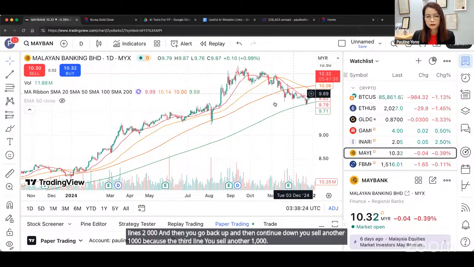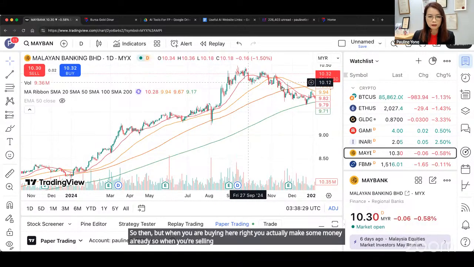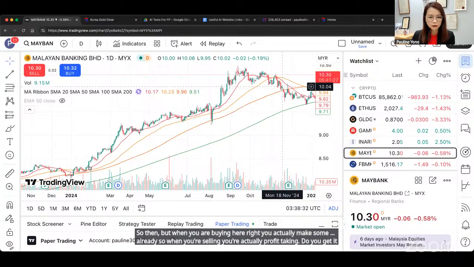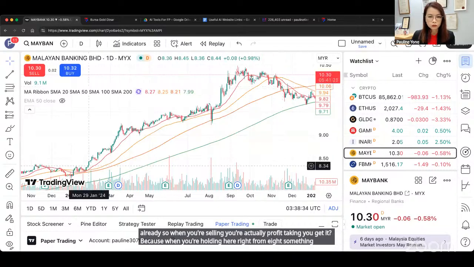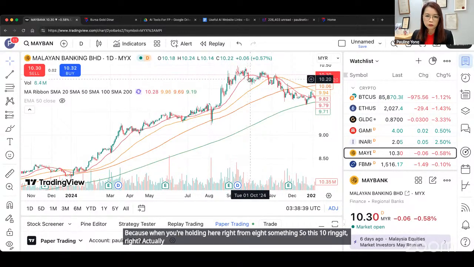So when you are buying here, you actually make some money already. So when you're selling, you're actually profit taking. You get it? Because when you're holding here, from 8 something to this 10 ringgit, you are actually profit taking. So you're profit taking, profit taking, profit taking.